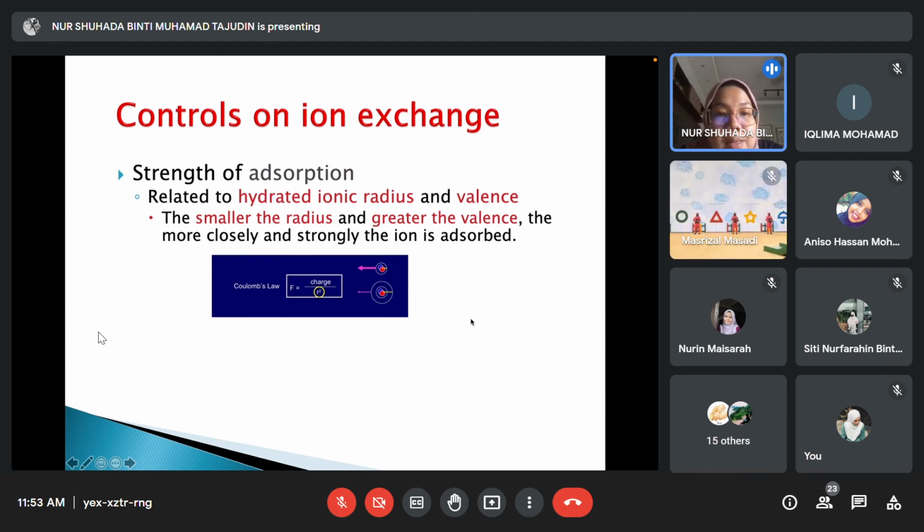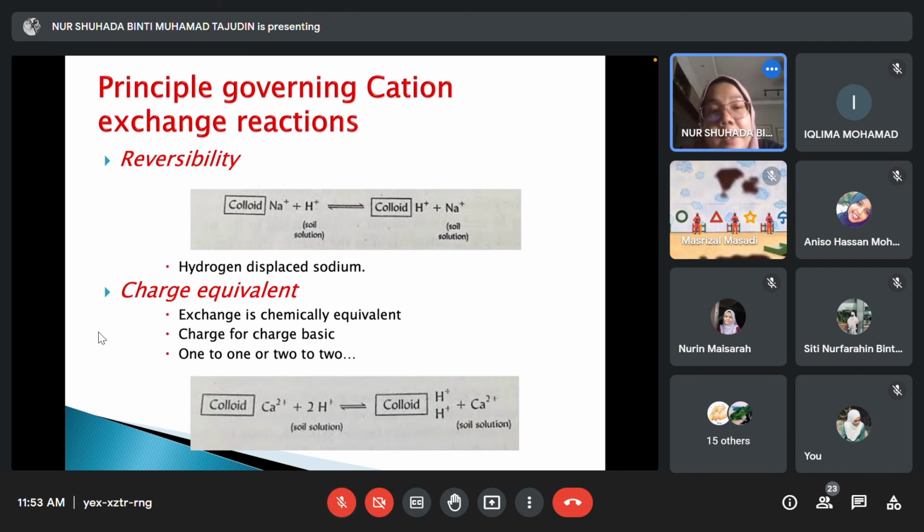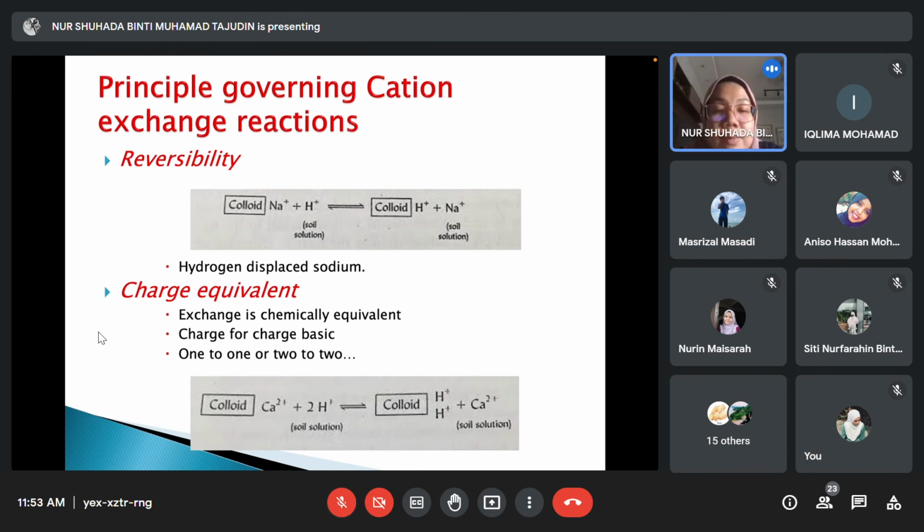Okay, so another one is the selection of the cations: the principles governing cation exchange reactions. Meaning, in soil, what happens with the cation exchange reactions? First, it has to be reversibility. This one you must memorize, there are 5.